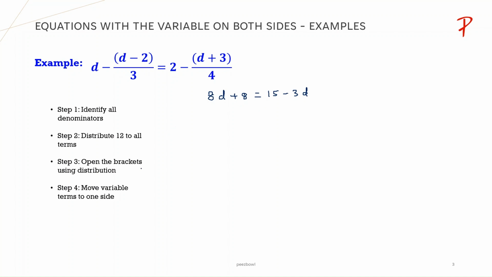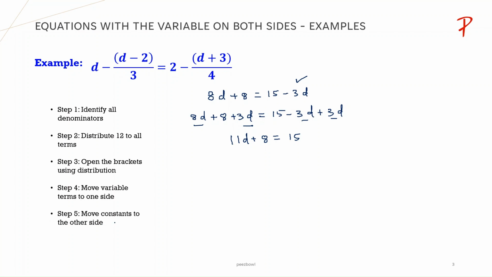Now step 4 is to move variable terms to one side. So let us bring all the d terms to the left side. For that I will add 3d to both sides. So on the left hand side we have 8d plus 8 plus 3d, and this is equal to 15 minus 3d plus 3d. 8d plus 3d is equal to 11d, so we have 11d plus 8. On the right, minus 3d and plus 3d cancel each other, so we do not have any term with d.